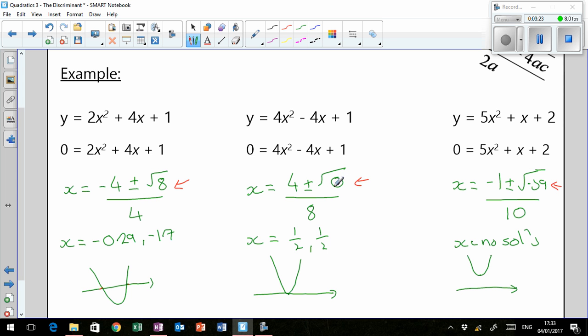When it's 0, adding and subtracting doesn't make a difference. You're still going to be at the same place. When you add 0 and take away 0, this is still going to be 4 in your numerator. So that gives you two equal roots, essentially one answer. And lastly, because that's a negative number underneath there, that doesn't work. You can't get the square root of a negative number, not in the real numbers. So that gives you no solutions, which means there are no points of intersection.